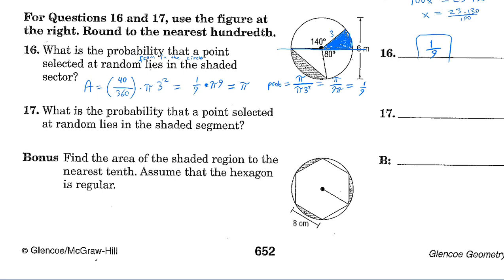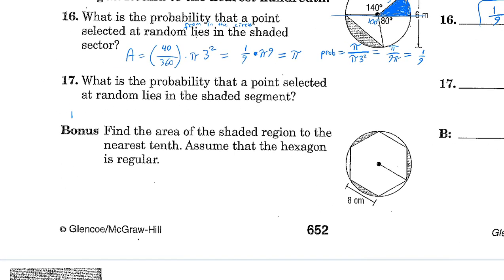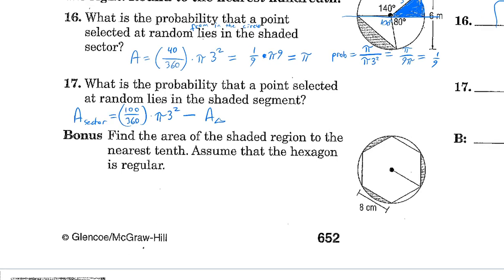What's the probability that a point selected at random lies in the shaded segment? So what we have to do here is we go, okay, first we got to find this sector. So this is a 100-degree sector. Okay, so we go, okay, well, the area of the sector is 100 out of 360 times pi 3 squared. Okay, but then we got to take away the area of the triangle. Okay, that's what we got to do. So we have to look at this triangle.